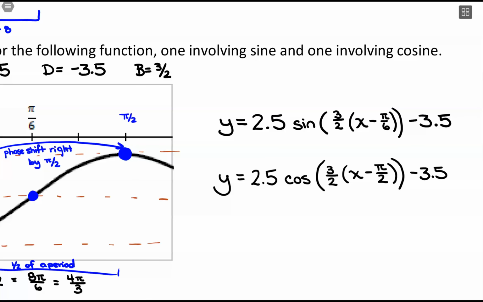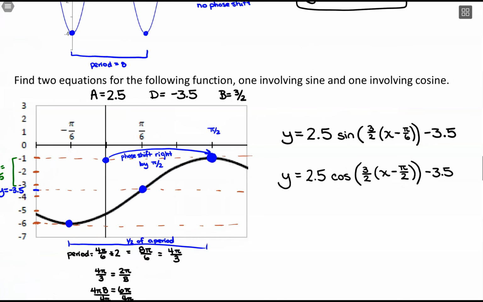So, cosine and sine work with both of those functions. It's just a difference between the phase shift of where they're landing in terms of where they're beginning. We can work with both of the functions to make the same graph.